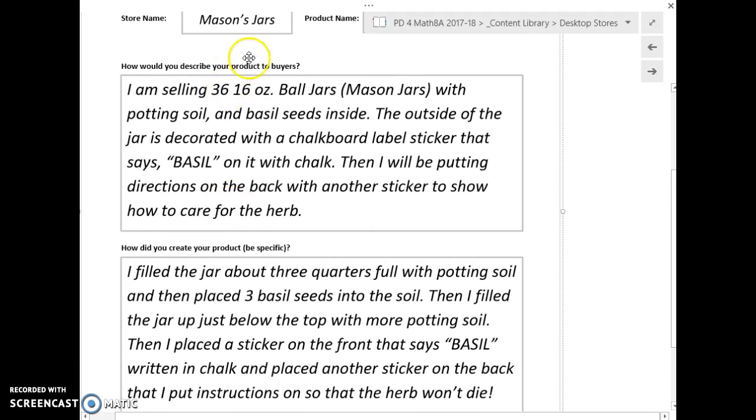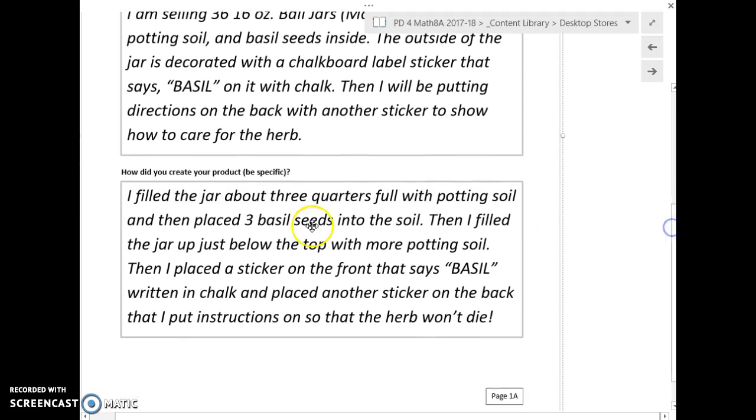You're going to describe your product to your buyers, kind of like what you're doing in Language Arts with your advertisement. He's very specific. How many is he selling? What size jar? What it looks like. Okay, and then how did he create it? He talks about how much he filled the soil, how many seeds. Again, very specific about going through the steps. So when you are making your prototype, think about what were the steps in creating it, okay?